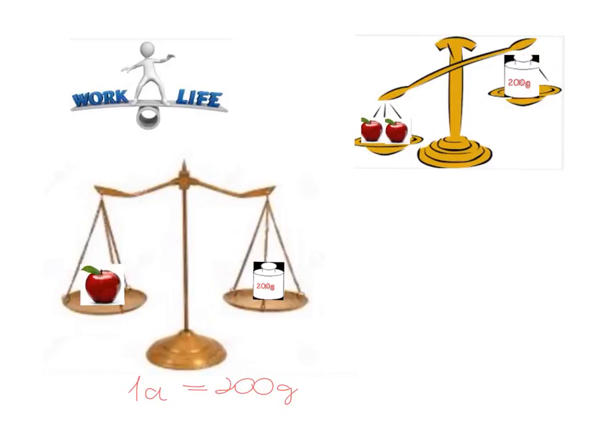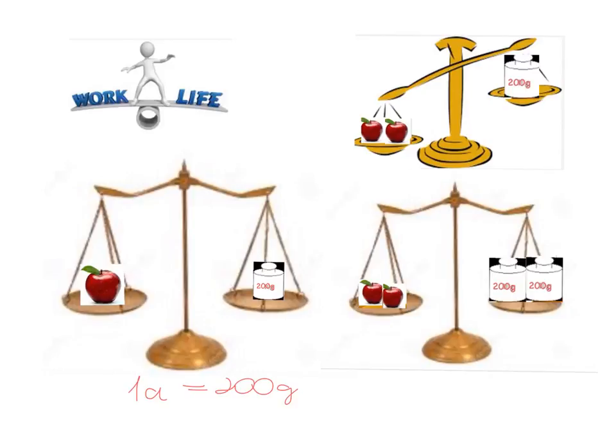So what do we need to do to keep it in balance then? We need to add 200 grams here to keep it in balance. So if we add something on the left, we need to add the same thing on the right. If we take something down from the left side, we need to take something down from the right side, to keep it in balance all the time. Bear that in mind.